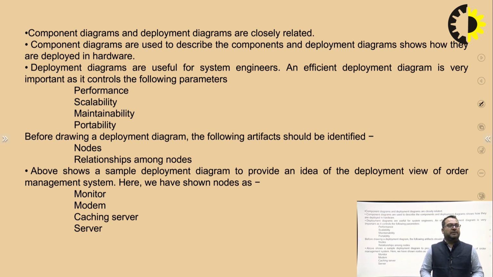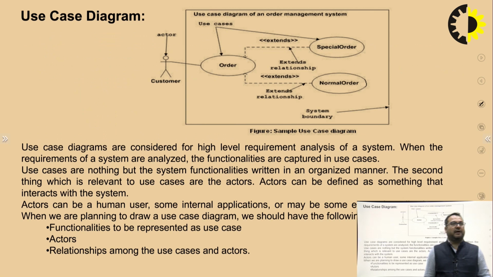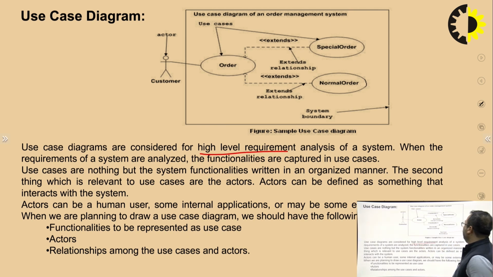So what are the different nodes involved that come under the deployment diagram? Use case diagrams are considered for high-level requirement analysis of a system. When the requirements of a system are analyzed, the functionality is captured in use cases. So use cases are the system functionality written in an organized manner.